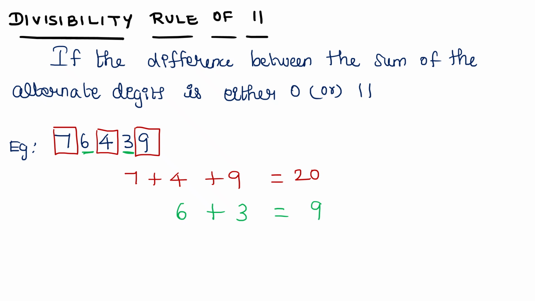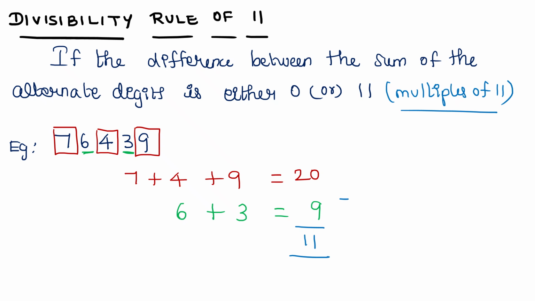Then next, what is the statement they have given? The difference between the sum of the alternative digits. We found the sum of the alternative digits, now we are going to find the difference between them. 20 minus 9 is 11. The difference, as I told you, should be either 0 or 11, any one of the conditions. The 11 also includes the multiples of 11. Multiples of 11 means 11, 22, 33, any such numbers. So, 0 or multiples of 11.